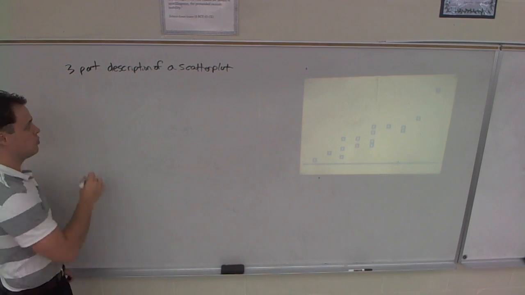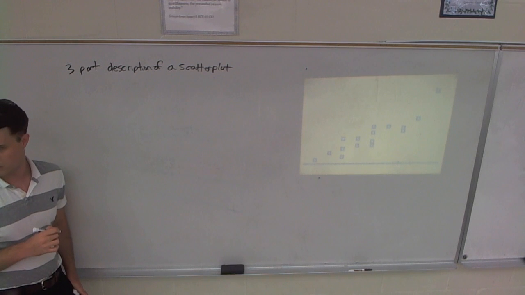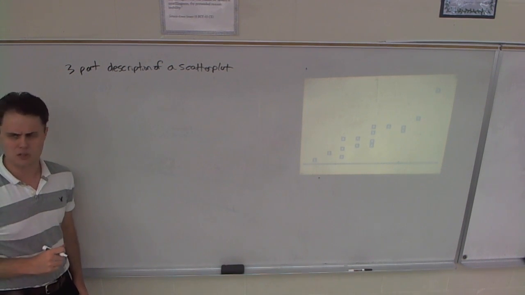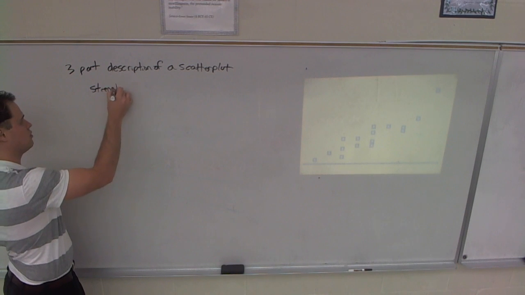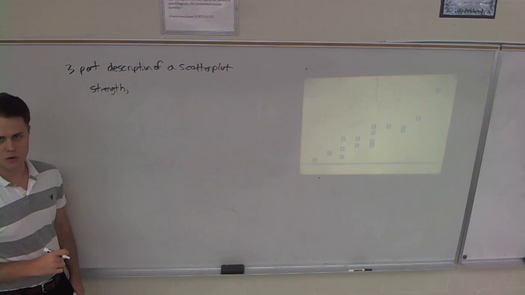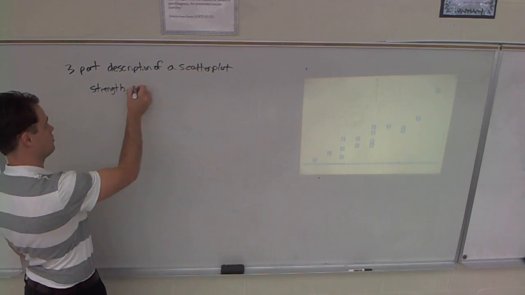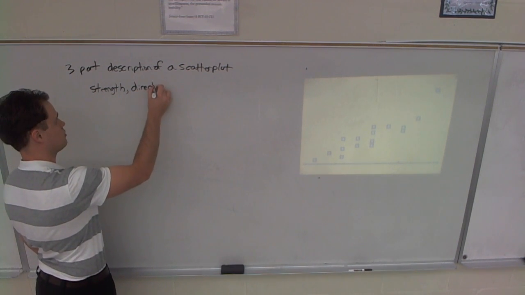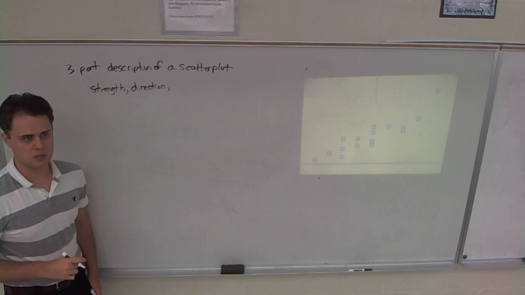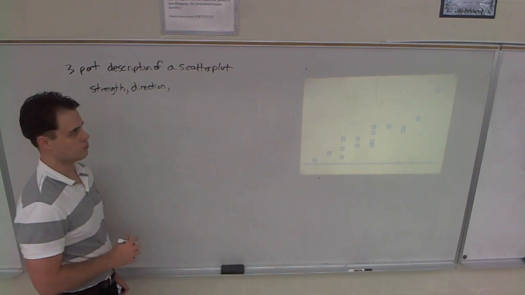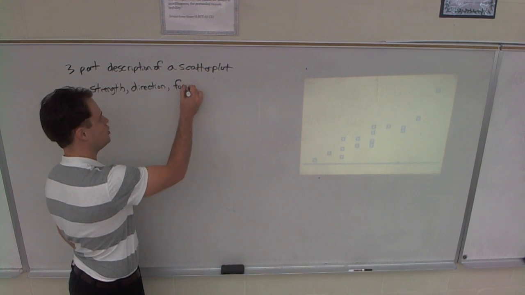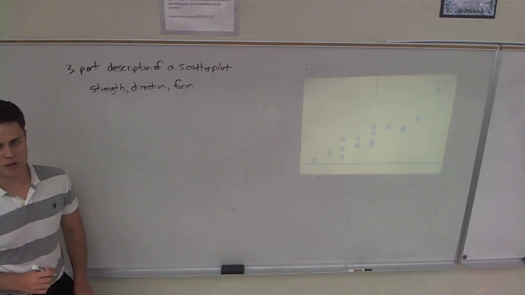We need to describe, and I think you guys had this in your reading guide, didn't you? What 3 things do we need to describe? Strength. Logan's given me one. What else do you need to describe? Direction. Thank you, Lauren. And what else do you need to describe? Form, unusual shape. You could say that lots of different ways.